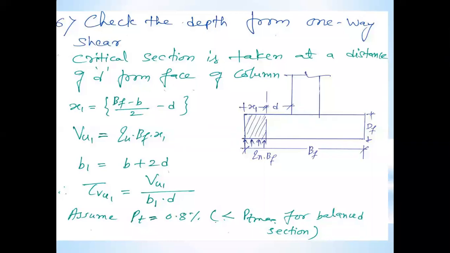Where X1 is the distance between the center of the footing towards the center line of the column. BF is the width of the footing. DF is the depth of the footing. QU is the self bearing capacity of the footing. And from that we have to check the depth, whether it is safe or not for the one-way shear over here.